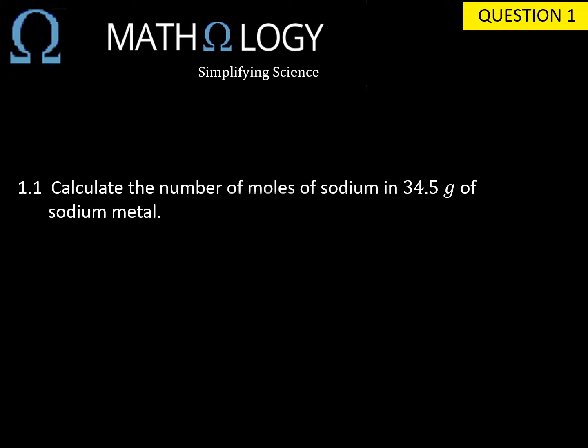Calculate the number of moles of sodium in 34.5 grams of sodium metal. The molar mass of sodium is 23 grams per mole. Therefore, there are 1.5 moles of sodium in 34.5 grams of the metal.